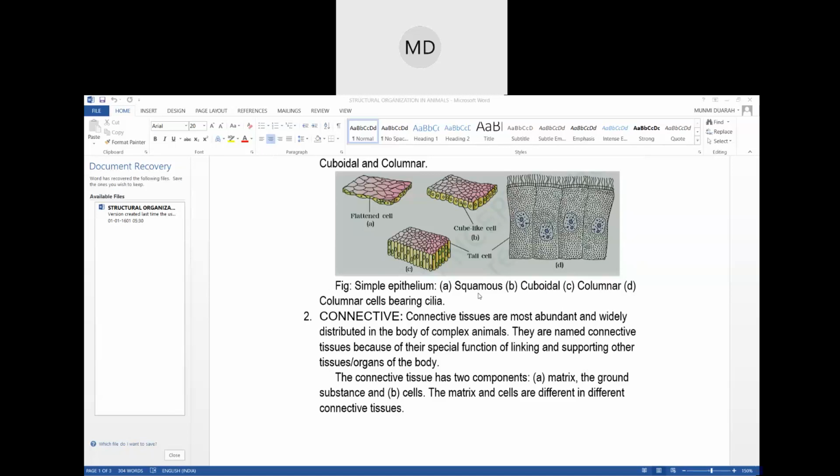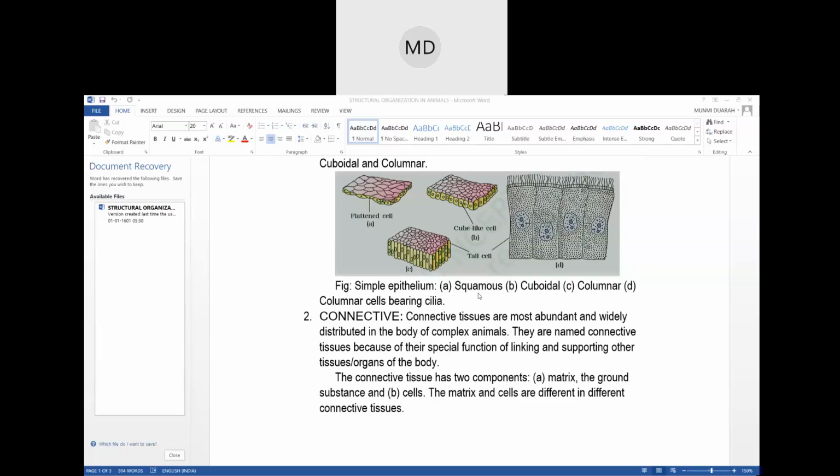Do you remember when I taught about the alveoli, exchange of gas in the alveoli? In the alveoli also squamous epithelium is found. Okay, and in the skin also it is found.